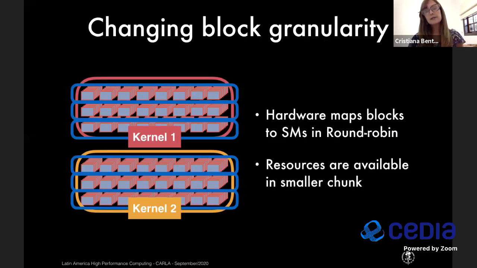Another interesting study is in changing block granularity. As we saw, the hardware maps the blocks of the kernels to the SMs in a round-robin fashion, each block to a different SM each time. But what happens is that sometimes resources can be available in smaller chunks. Let me give an example of what I'm talking about.